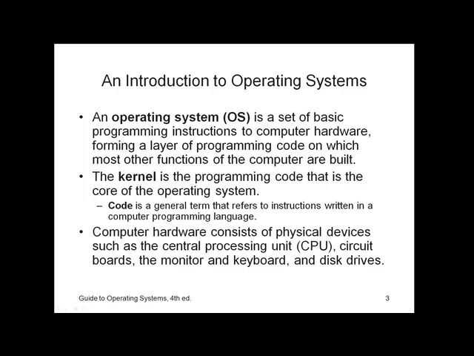Now, computer hardware consists of the physical devices such as the CPU, circuit boards, the monitor, keyboard, disk drives. Things that we attach to the computer are hardware as well, but we refer to those as peripherals, like printers and scanners.